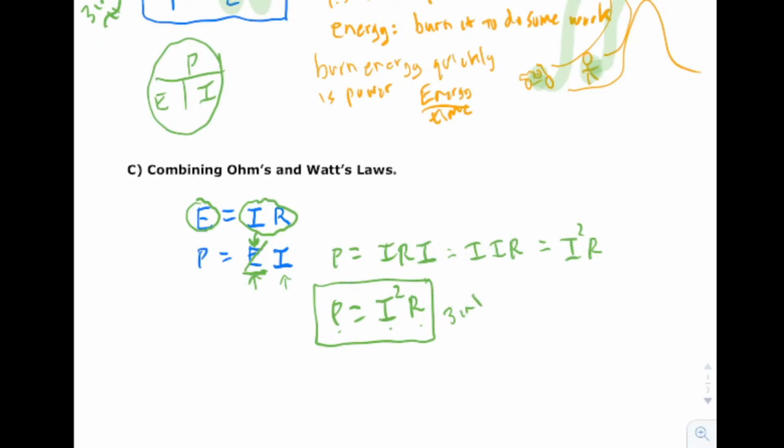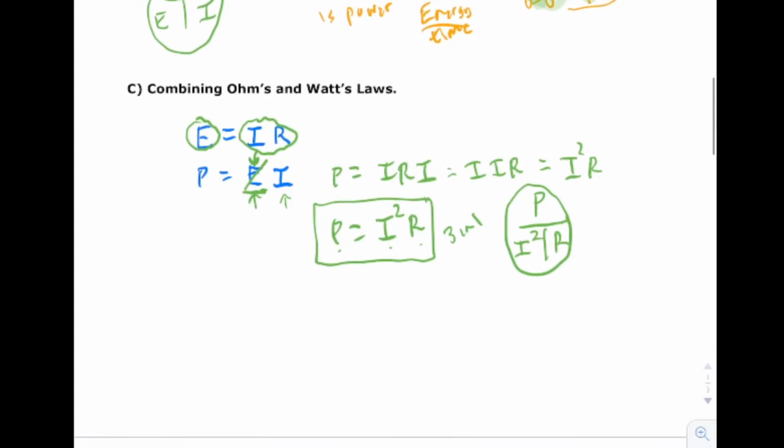If you wanted to make a circle, I guess it would have to look something like this, right? I squared times R. That way, when you cover the P with your thumb, you get P equals I squared times R. There you go. So that would be that circle. We'll actually practice using that on the next page, so let me just show you another one.